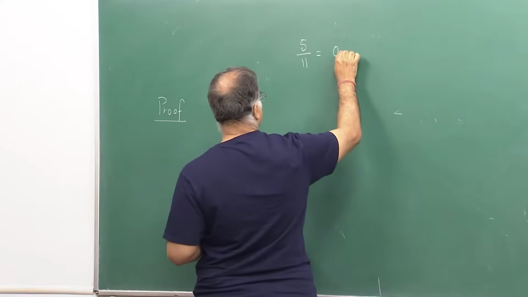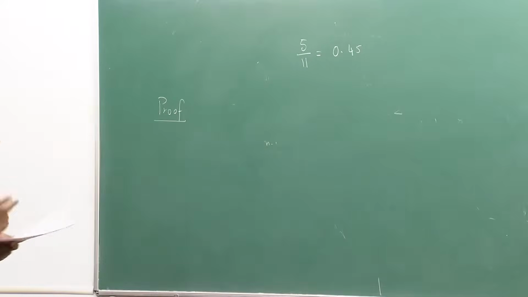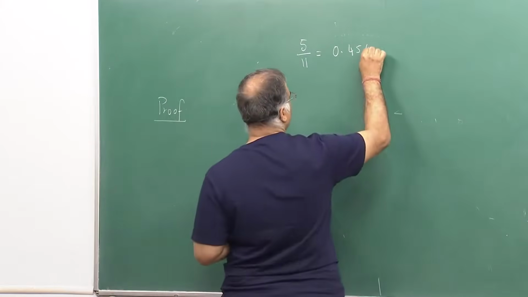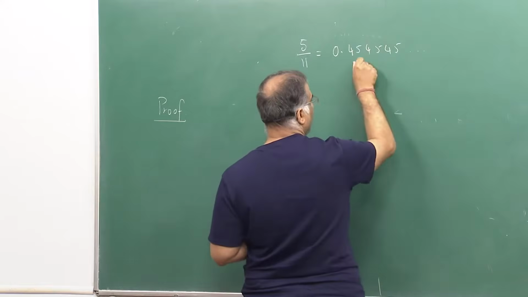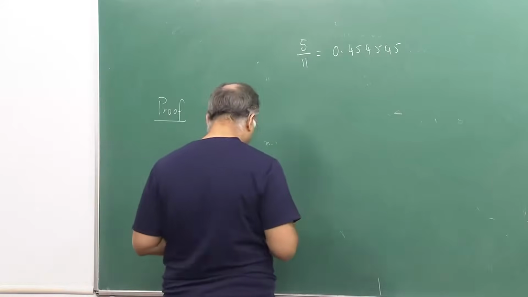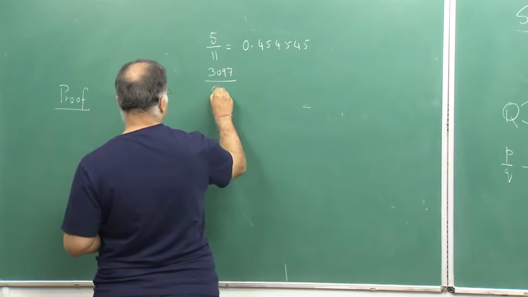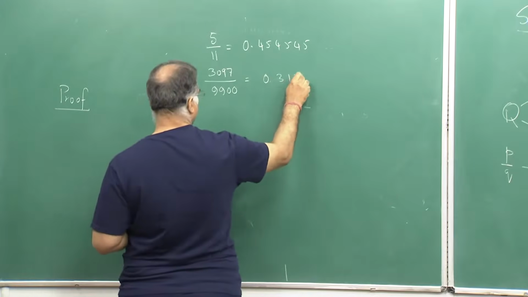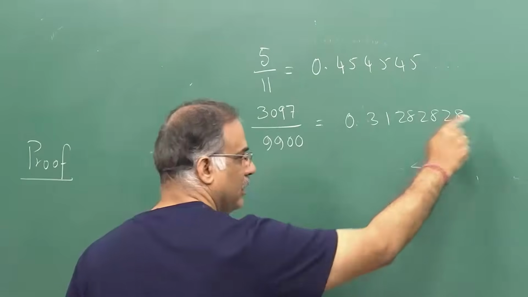So, I am giving these expressions from a very beautiful small book called Numbers, Rational and Irrational by Ivan Niven. Very well written, very beautifully explained book. If you look, you see 4 5 4 5 4 5 gets repeated. So, what is happening? For example, you take 3097 by 9900, you have 0.31282828.